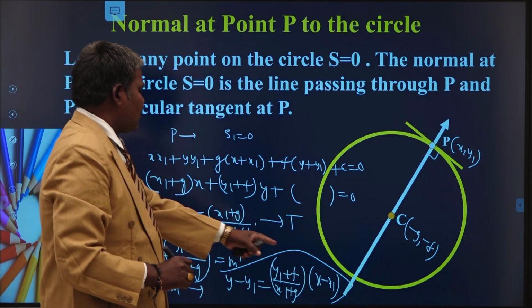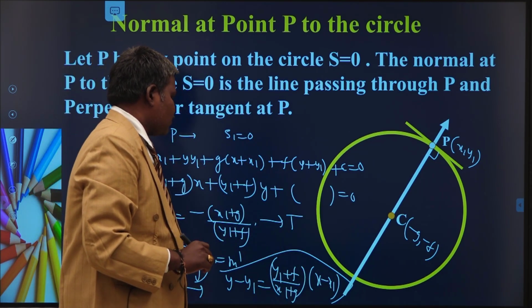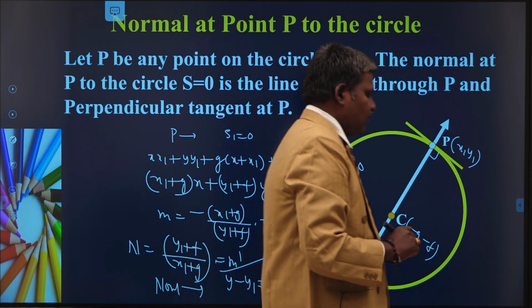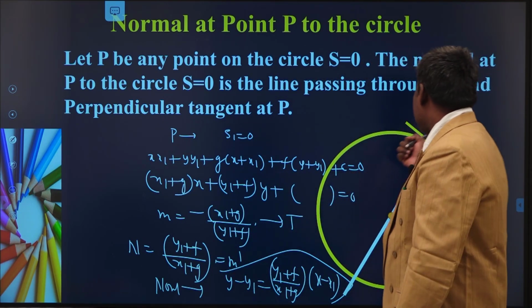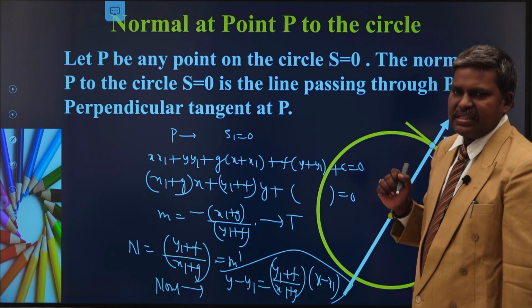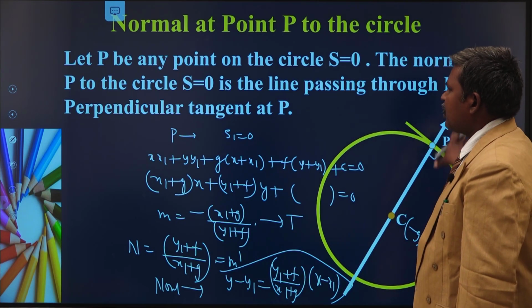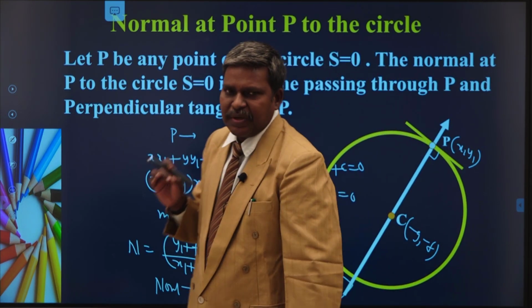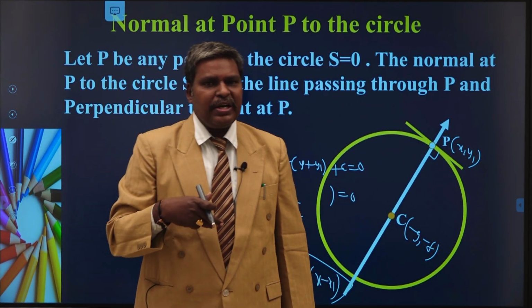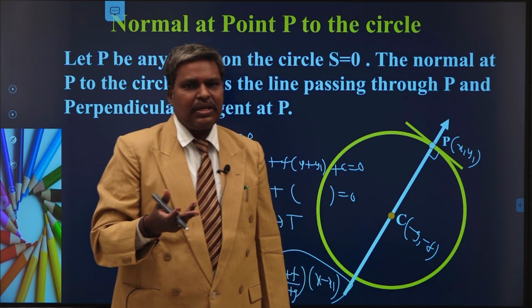This is the equation of normal. That means y minus y1 into x1 plus g is equal to y1 plus f into x minus x1. It gives the equation of normal at P(x1, y1) to the circle S = 0. So normal at P is nothing but, you draw the tangent first of all at P and draw a line perpendicular to the tangent at P. We get the equation of normal.